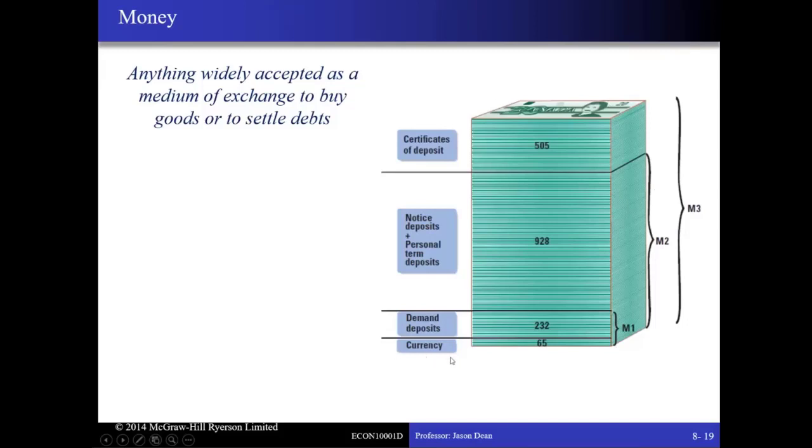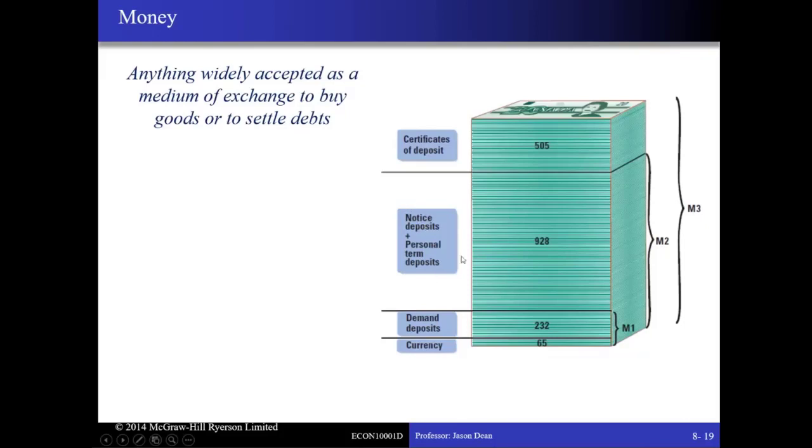Currency, so your coins and notes in your wallet, represents a very small portion of the overall M3. It's probably only 65 billion. Demand deposits are much larger, maybe 3 times larger. Still, they're quite small when you start looking at notice deposits and personal term deposits. And I'm not sure, with the interest rates being so low, maybe this is not as big as it used to be. But this could maybe be GICs as well. I'm not sure if that would also be included.